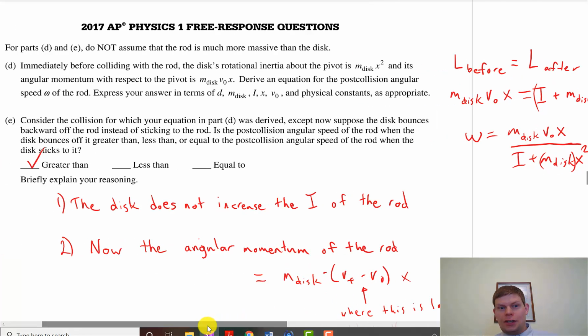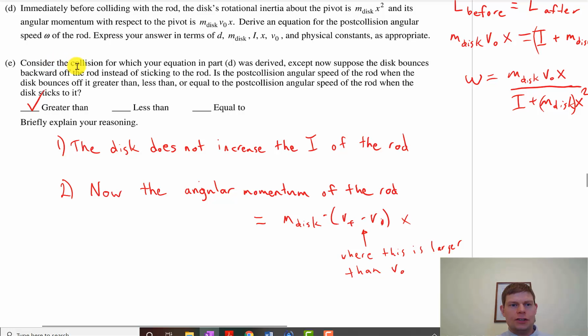All right, so for the last part of the question, it says consider the collision for which your equation in part D was derived, except now suppose the disk bounces backward off the rod. So you're asking, what's happening to the post-collision angular speed of the rod when it bounces off compared to when it sticks? It's totally going to be greater than, I said personally, because the disk doesn't increase the moment of inertia of the rod. It's not sticking to it, so it's not contributing to that.